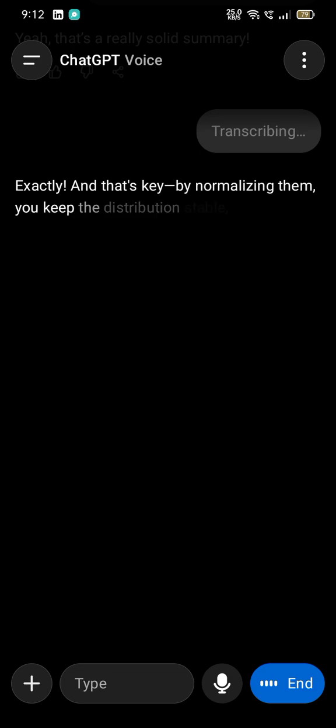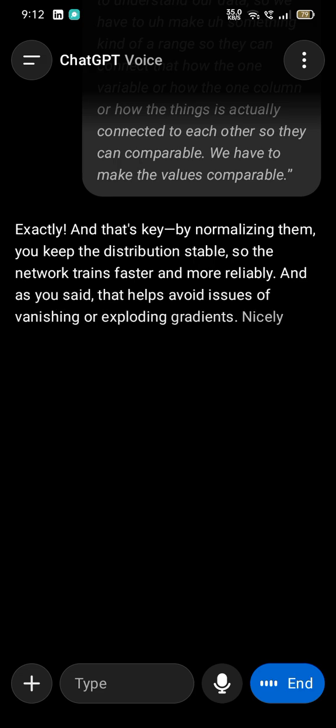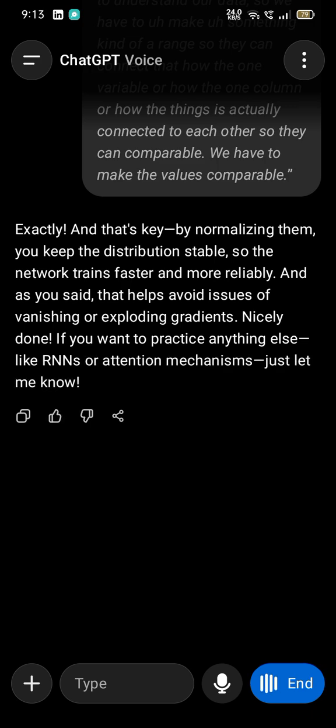Exactly, and that's key. By normalizing them, you keep the distribution stable, so the network trains faster and more reliably. And as you said, that helps avoid issues of vanishing or exploding gradients. Nicely said. If you want to practice anything else, like RNNs or attention mechanisms, just let me know. Yeah, I want to practice RNN.